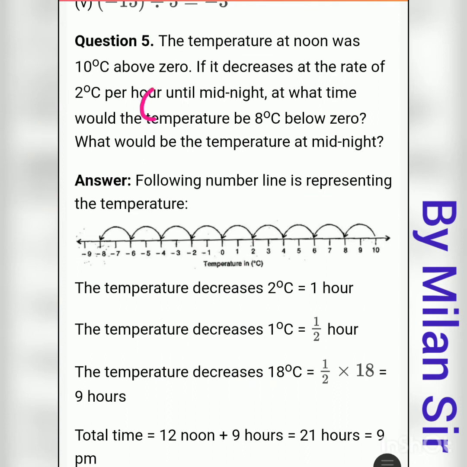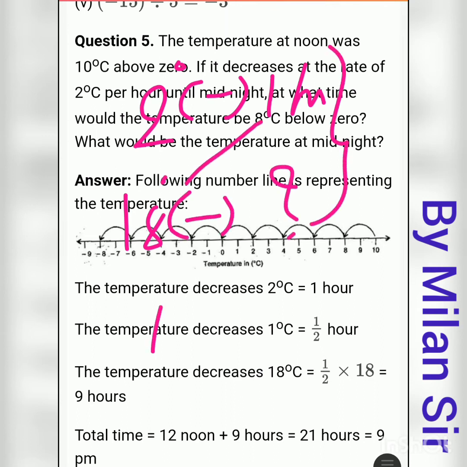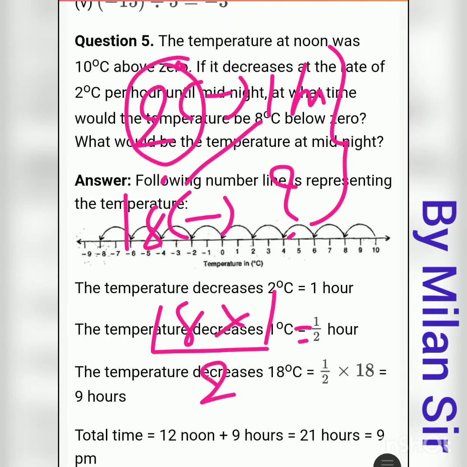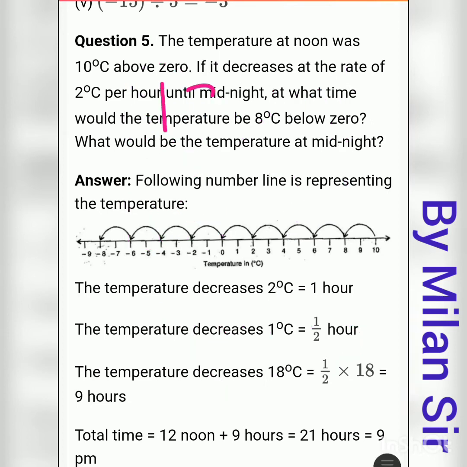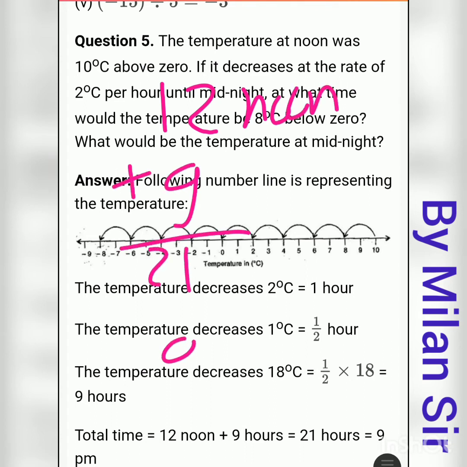If we decrease the temperature by 2 degrees Celsius, it takes 1 hour. So if we want to decrease the temperature by 18 degrees Celsius, how many hours? Here 18 multiply 1 divided by the first number 2. 18 ones are 18, divided by 2, it's 9. So 9 hours are required. For finding the time, 12 noon plus 9 hours is 21 hours, and 21 hours means 9 p.m. And the second question, what would be the temperature at midnight? So at 9 p.m. we have the temperature minus 8 degrees Celsius.